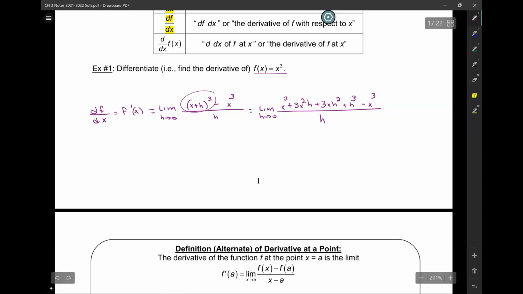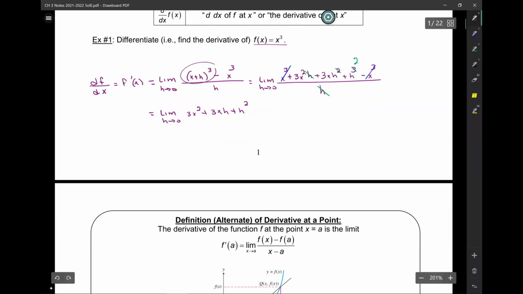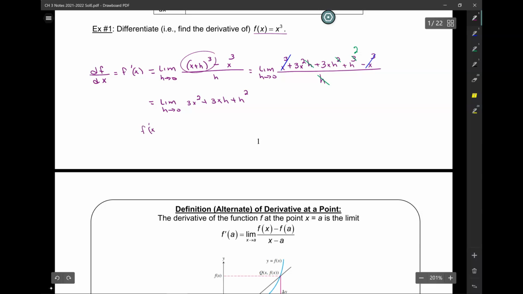Okay? And then getting rid of these. What else are we going to get rid of? We're going to get rid of some h's, 1, 1, 1, and this one. So what I have is the limit as h approaches 0 of 3x squared plus 3xh plus h squared. Right, so when I plug in h as 0, f prime of x is 3x squared.